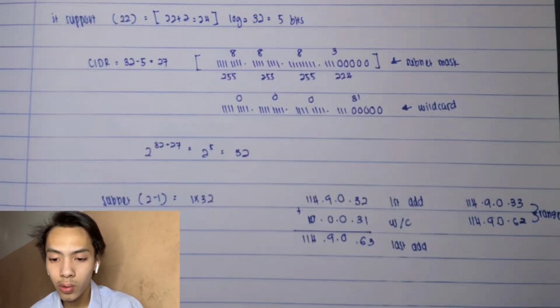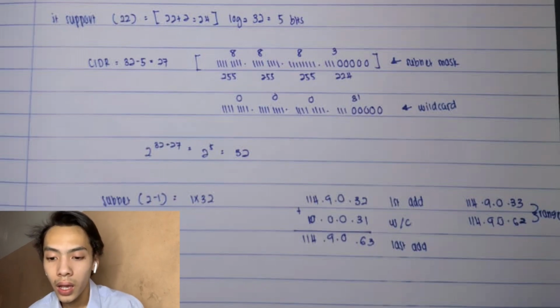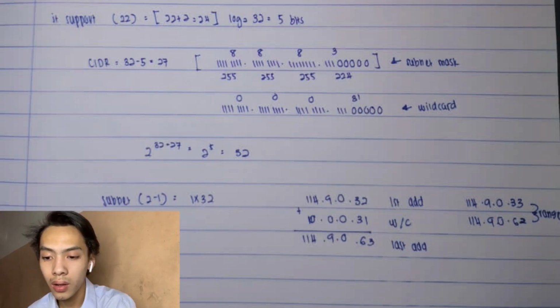Then for subnet 2 minus 1, we get 1 multiplied by 32, which is 32. Then the first address is 114.9.0.32, plus the wildcard 0.0.0.31, and then we get the last address, 114.9.0.63. As usual, the first address we plus by 1 and the last address we minus by 1, and then we get the range of the second subnet.